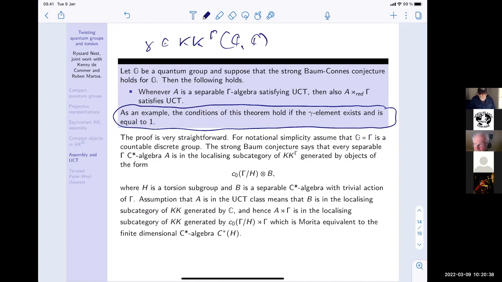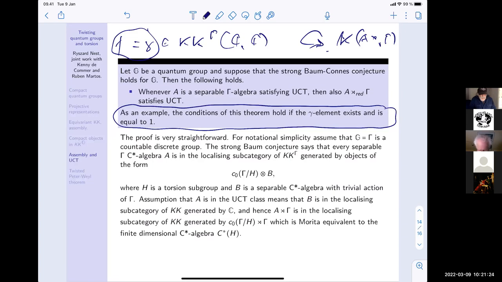And this acts on K-theory, so it acts on K-theory of any crossed product like this, A cross reduced gamma. It just acts. And actually its image is the range of the assembly map, right? So the Baum-Connes conjecture says that it acts as the identity. The strong Baum-Connes conjecture says it is actually equal to one. And basically all the proofs I know really prove that gamma is equal to one. That's another story. I think it's true, actually, yes. So it's stronger than the Baum-Connes conjecture.